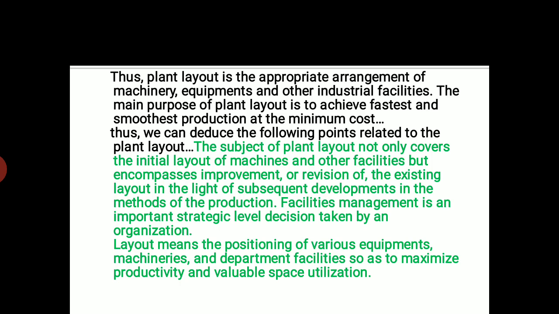So, layout means the positioning of the various equipments, machineries and department facilities so as to maximize productivity and valuable space utilization. That means when a person wants to maximize the productivity, and wants to see that the space is utilized in the best possible manner, then I have to definitely go for a perfect layout or perfect internal designing. When I do that, only then I'll be able to achieve the ultimate goals of producing some particular item in the determined time period and at the minimum cost.